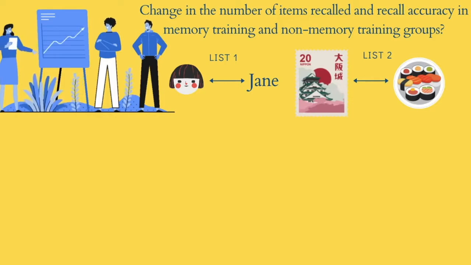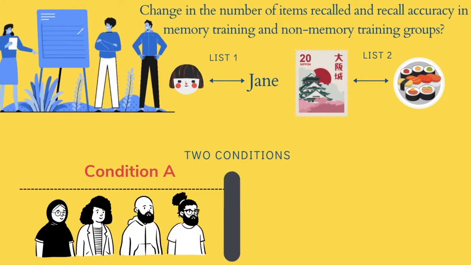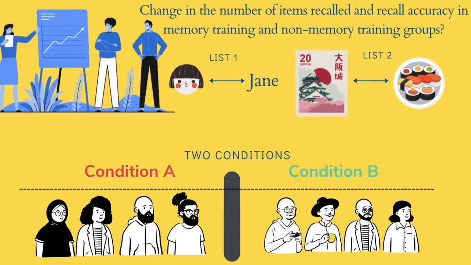Following this, you could randomly allocate a subset of your participants to condition A of the study, which in this example could be a memory training condition, and you subject the other part of your sample to condition B, which would be the non-memory training or the spatial skills training in this particular condition. Following this, the participants would then participate in a recall test in which we would assess the performance of recall accuracy and the number of items recalled.